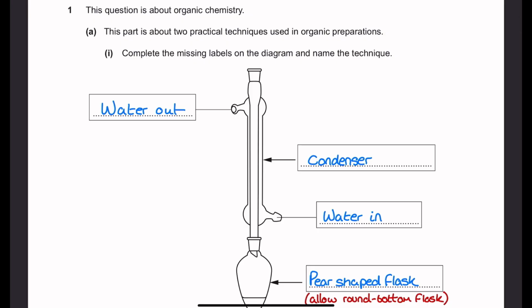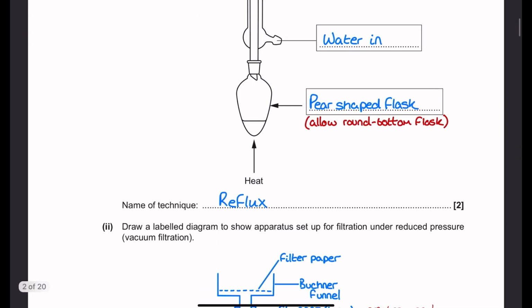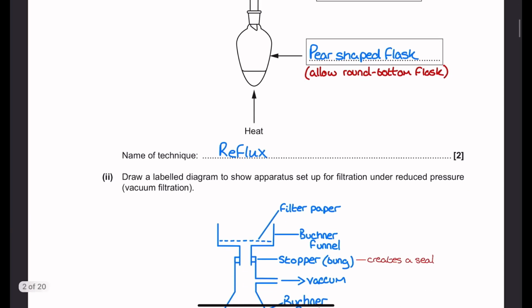The first question here is about organic chemistry and we're being asked to label up a reflux apparatus. Here, the only thing I can imagine you would get massively wrong is maybe the direction of flow of the water, but that's an easy fix to help you make good progress with the outcome from this paper. And don't forget, you can describe this at the bottom here as either a pear-shaped flask, which is the one being used here, or you could actually describe or draw it as a round bottom flask. Make sure, just again to remind you, that you can draw a reflux and a distillation ready for your exam.